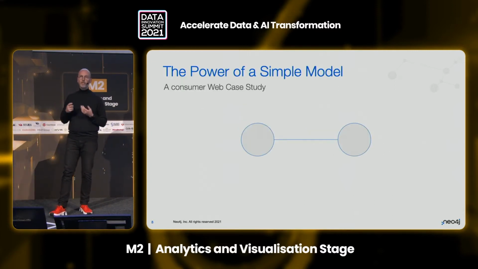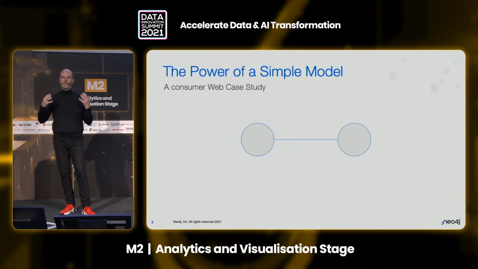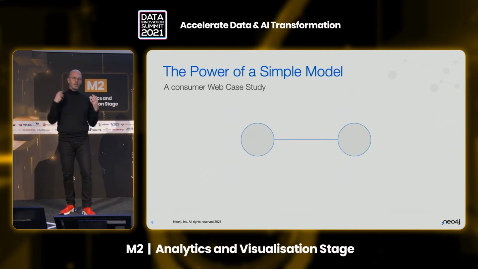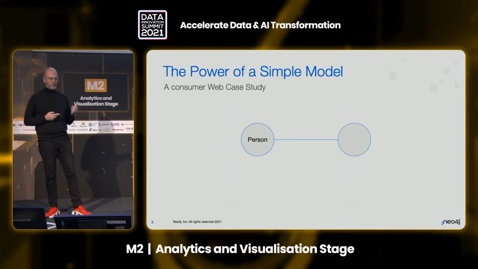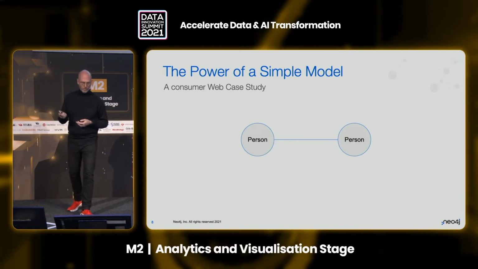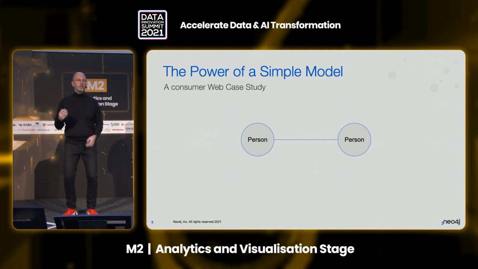So I introduce a little graph here. We have two nodes and a relationship between them. And we're going to take the consumer web as an example and see why graphs are so freaking cool, right? So in one of the nodes, I write person. In the other node, I write person again. And then I will give this relationship a name. And when I do so, you're going to scream out the company.